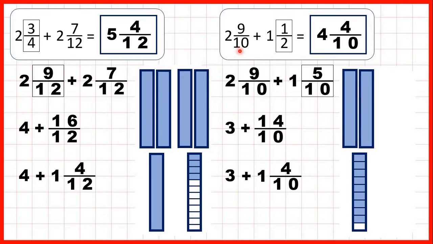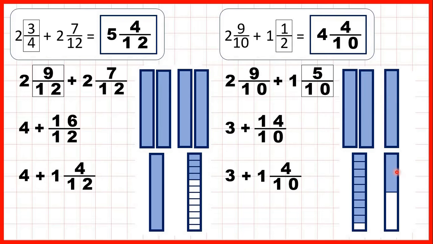Then for this question, we had 2 and 9/10, and we were adding 1 and a half. We changed the half into 5/10, but then when we added the fractions together, we got 14/10, and we knew that we couldn't write 3 and 14/10 as our answer because we can't have an improper fraction in a mixed number. So instead, we turned those 14/10 into 1 whole and 4/10, and when we added that to the 3 wholes, we got our answer 4 and 4/10.